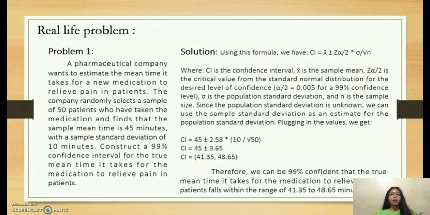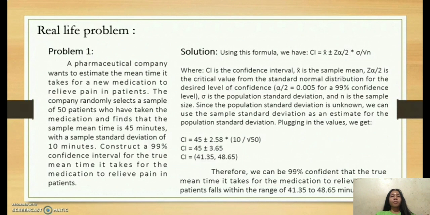In real-life problem number 1, a pharmaceutical company wants to estimate the mean time it takes for a new medication to relieve pain in patients. The company randomly selects a sample of 50 patients who have taken the medication and finds that the sample mean time is 45 minutes, with a sample standard deviation of 10 minutes. Construct a 99% confidence interval for the true mean time it takes for the medication to relieve pain in patients.